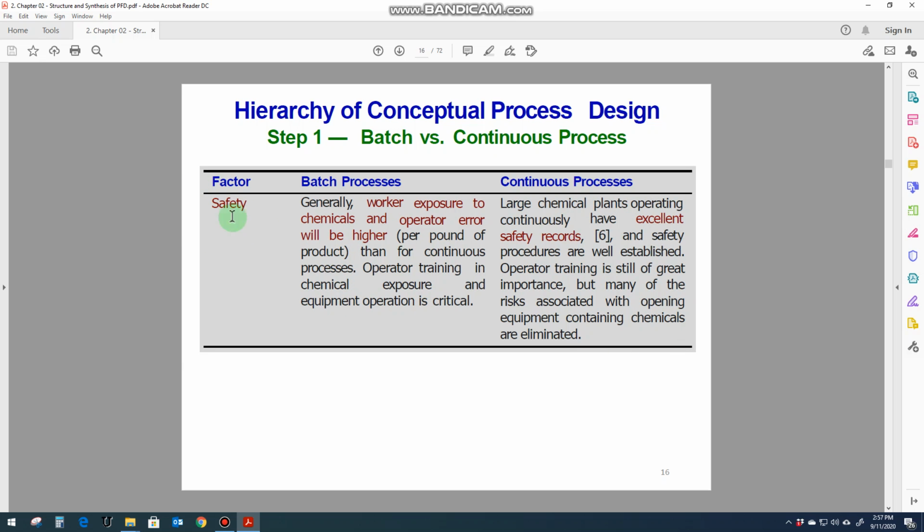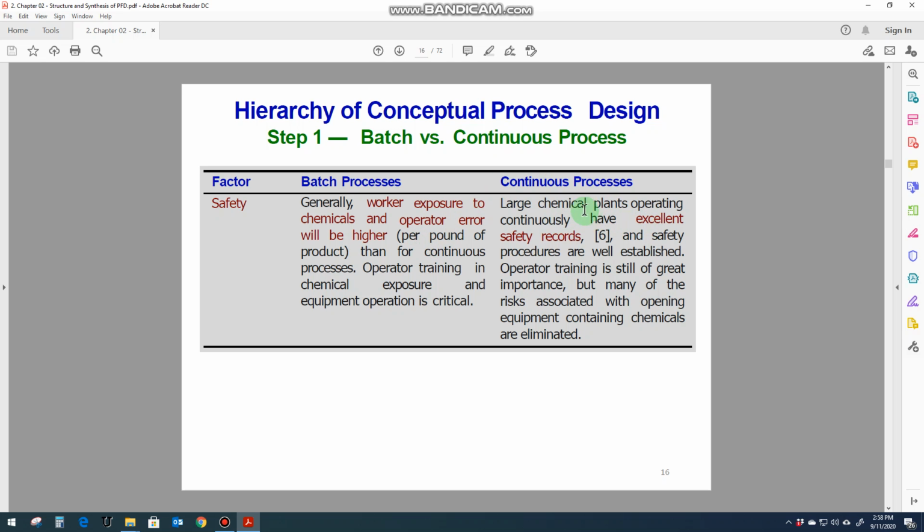Then comes the factor of safety. Generally, worker exposure to chemicals and operator error will be higher per pound of product. For the continuous process, operator training in chemical exposure and equipment operation is critical. In batch processes, we saw that every equipment needs to be cleaned just before the start of production of the next product. In that case, operator exposure to the chemicals during cleaning is very high. So from the safety point of view, batch processes are not safe, as they expose the operators more to the chemicals.